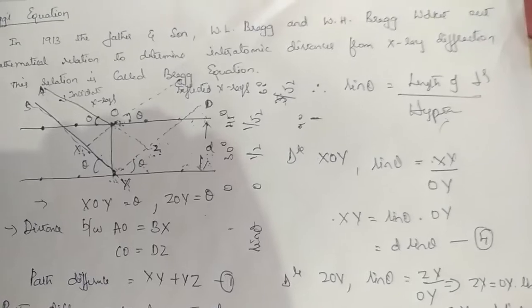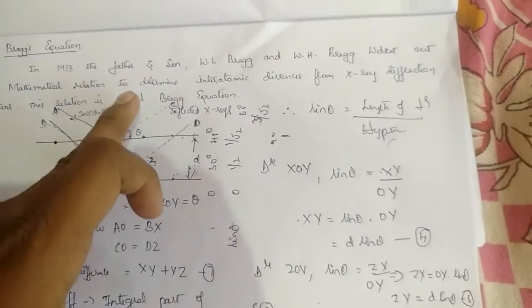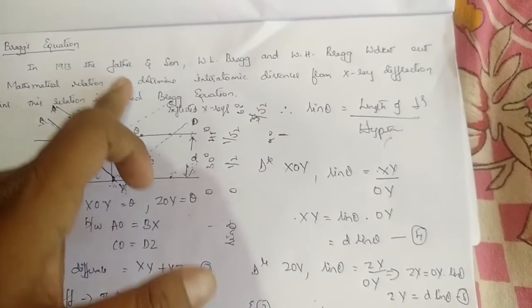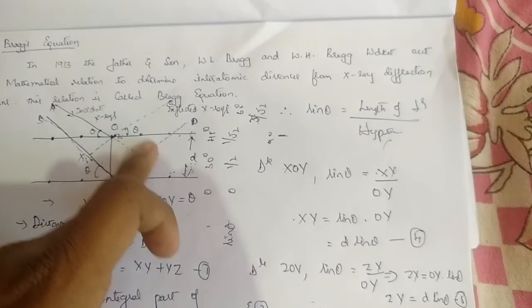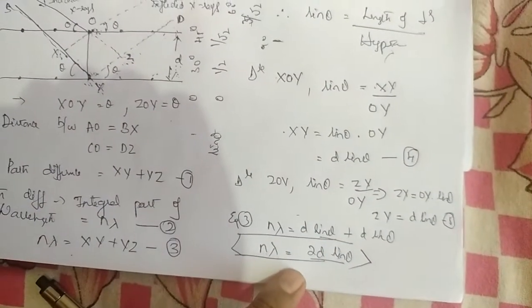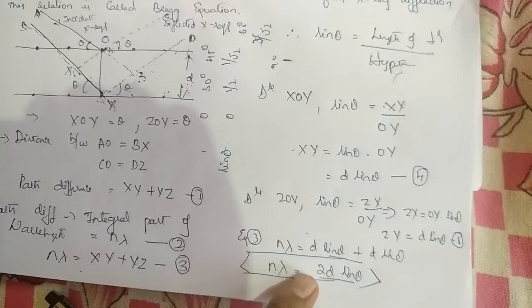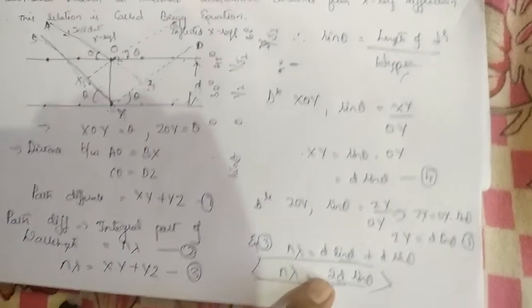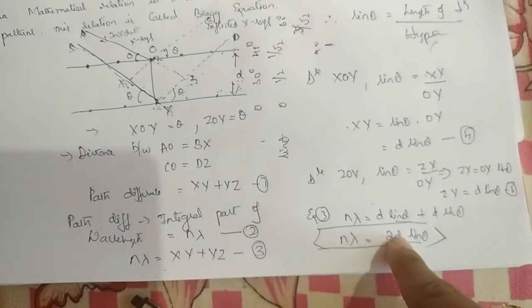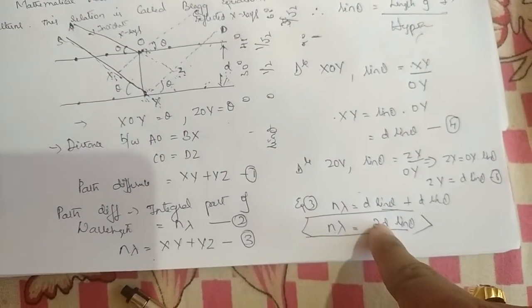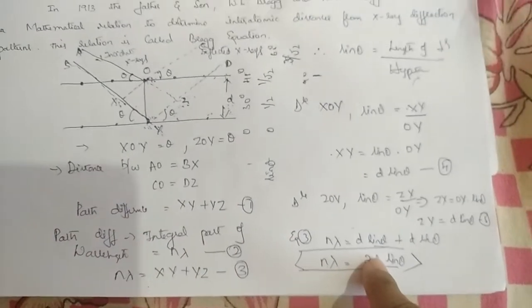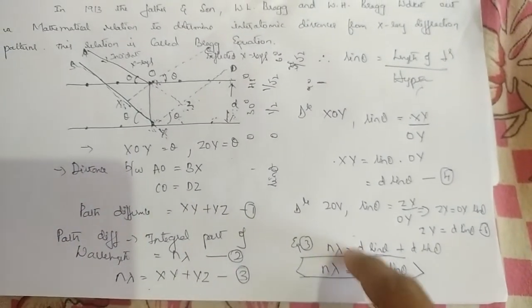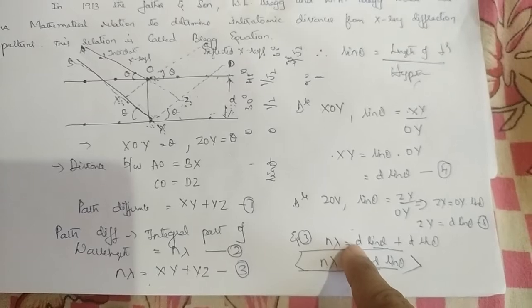And it is very important, and there is no derivation. If they ask, you just write the laws, draw the diagrammatic representation, directly write this equation, and explain the terms, right? Therefore, n lambda equals 2d sin theta is known as the Bragg's equation. Here n equal to 1 is the first order reflection, and n equal to 2 is a second order reflection.